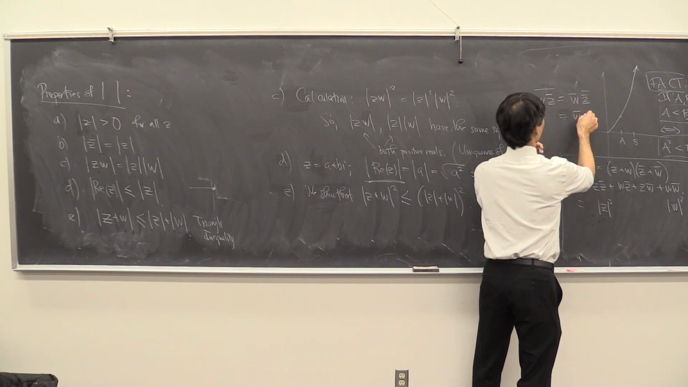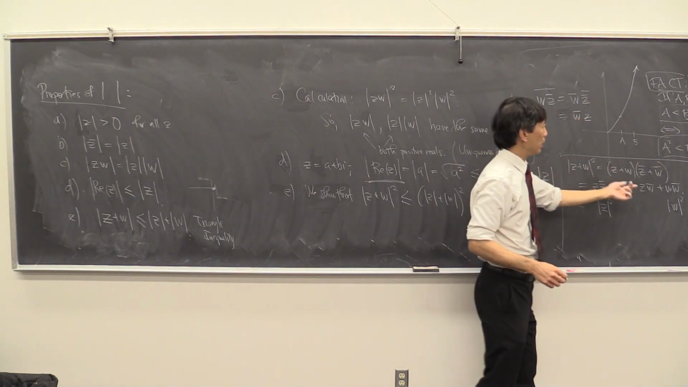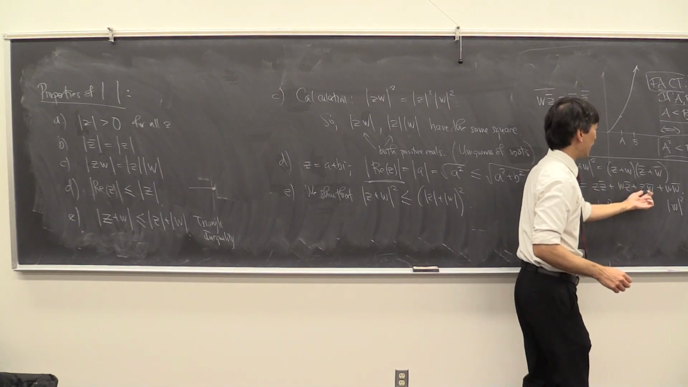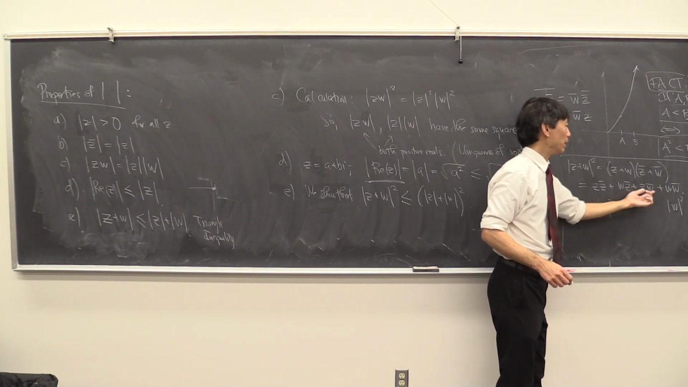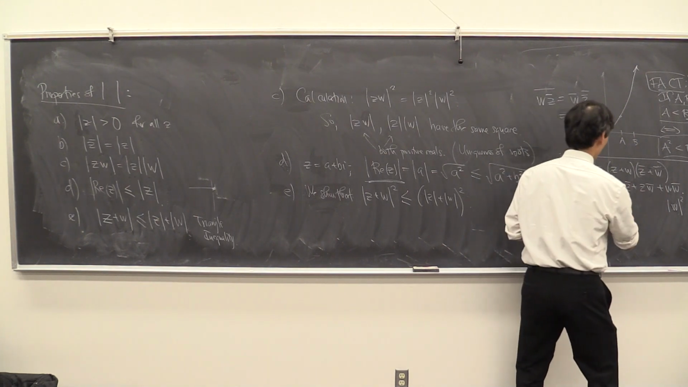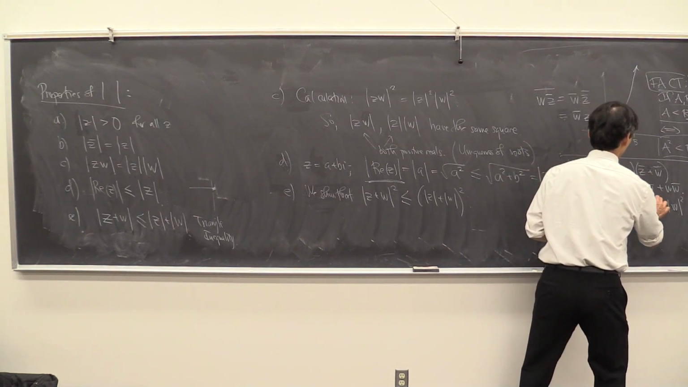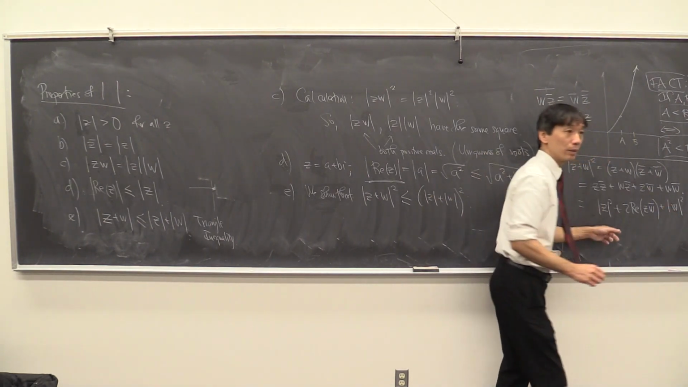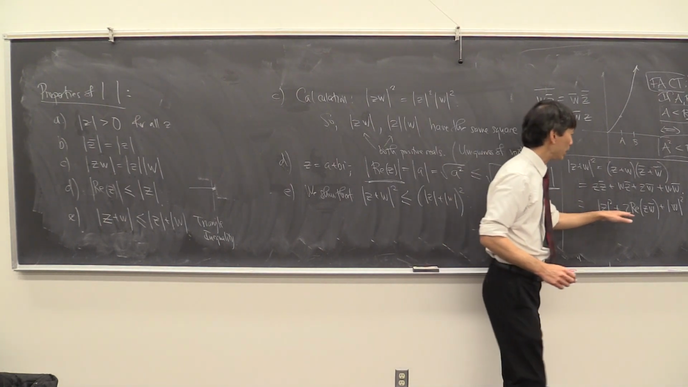So w bar z, which is this thing here. So these guys are conjugates of each other, and when you add them together, you get twice the real part. So this equals twice the real part of z w conjugate. Yes? Okay, right.